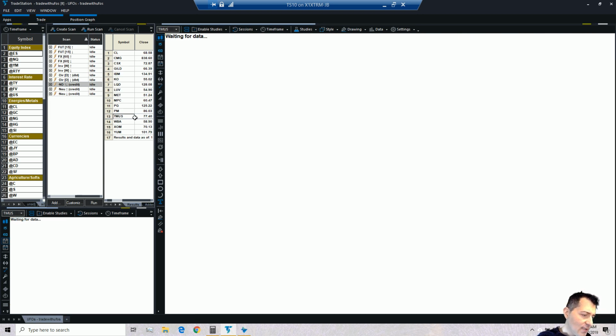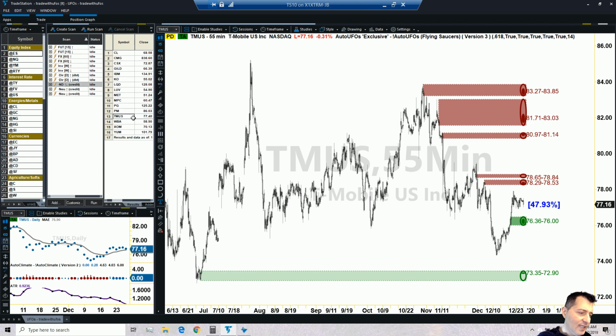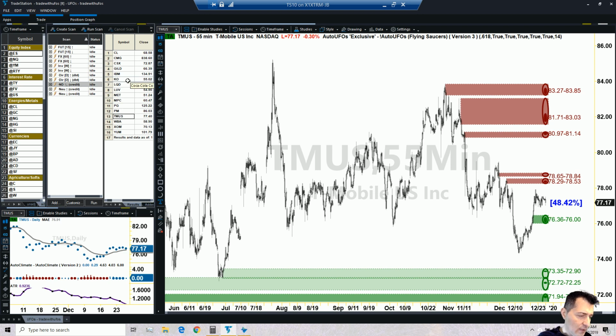So TMUS, okay, T-Mobile, I'm just gonna skip it, just like I'm gonna skip Coca-Cola. Okay, it's there, but I'm gonna skip it. Why? Because those stocks are such stable companies that normally the premiums reflect how stable the companies are, and therefore the premium is normally quite disappointing.